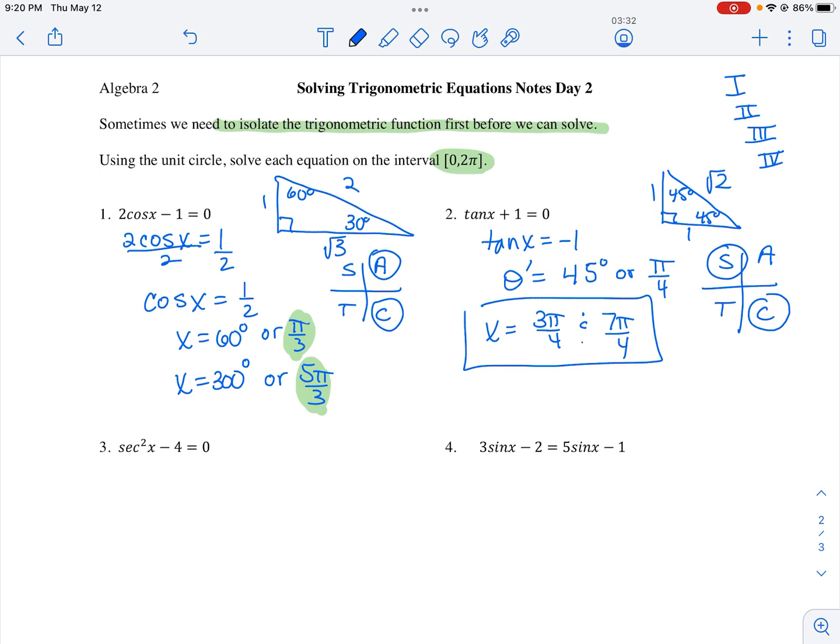Number 3, what would be your first step? Add 4 to both sides. All right, now this one is a little bit tricky. Do you see that I have secant squared? I would actually need to do plus or minus the square root of 4.